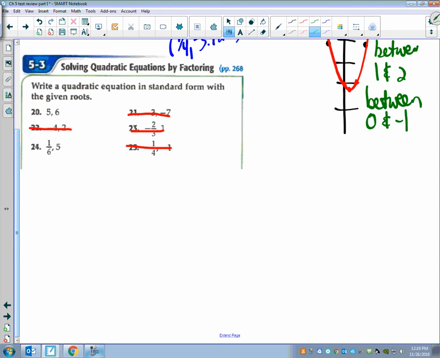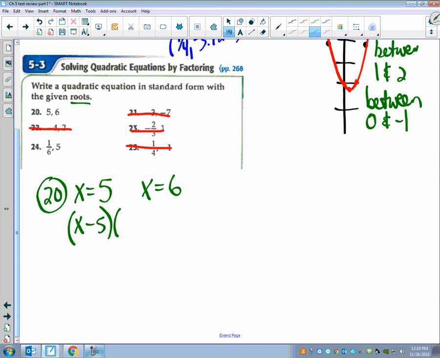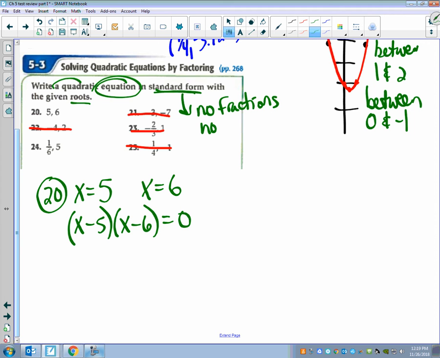Find the x-intercepts. Definitely you're going to have a question like 20 and 24. We did a few like this. Some people did this for their Flipgrid. But if I give you the zeros or the roots, right? So on number 20, that's a 0 or a solution of 5 and a solution of 6. I want you to go backwards and write it as the factors. It does say write an equation, so you need to say equals 0 or equals y or equals f of x. And then in standard form means no fractions, no decimals.